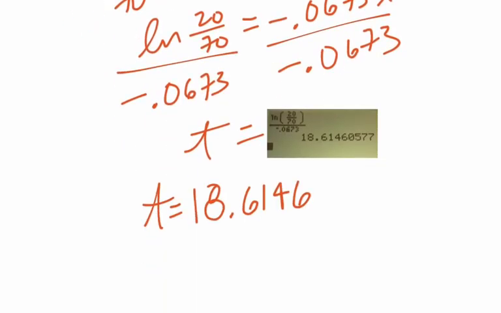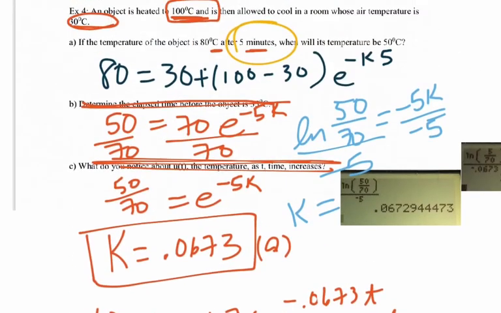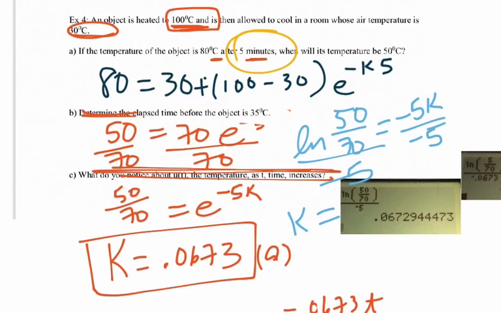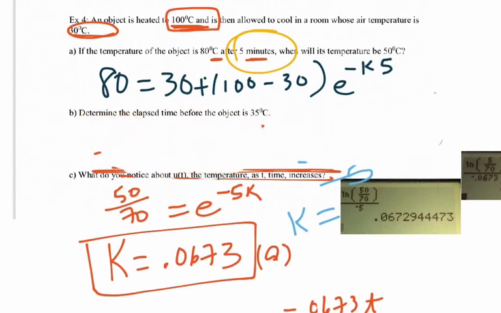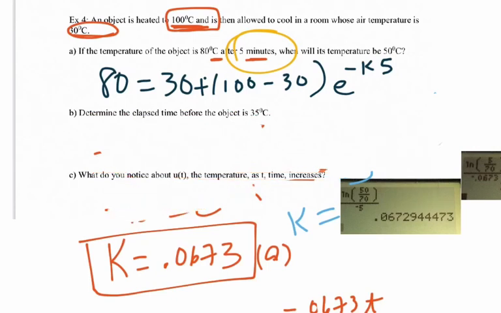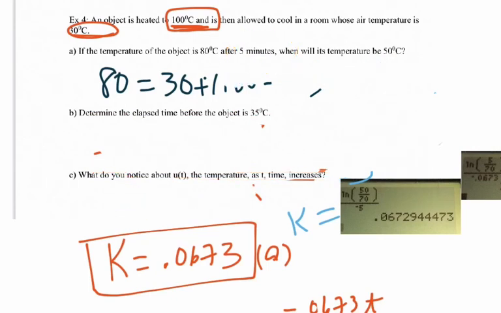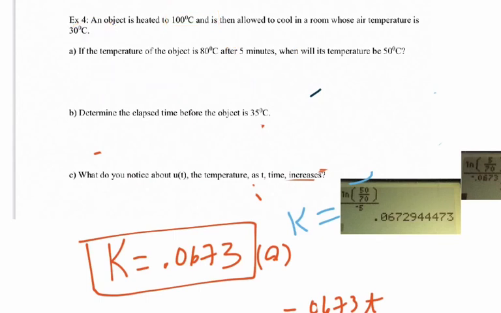So I know that was a long question, and that was all part A. So first I found the K value, and then I was able to go back and find the amount of time it took for the temperature to become 50 degrees. Now let's go back and figure out part B. So then it says specifically, determine the amount of time elapsed in order for it to become 35 degrees. So think about this for a second.